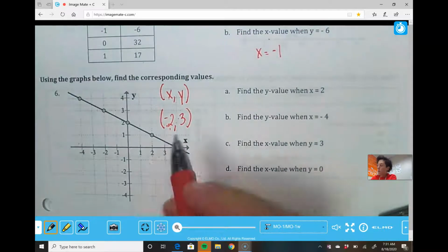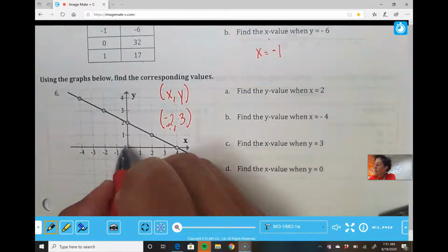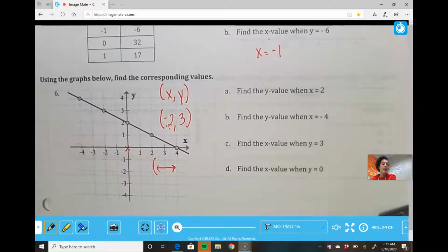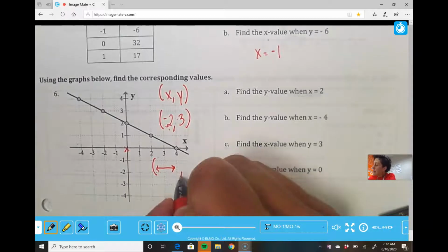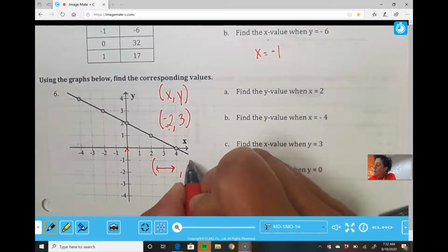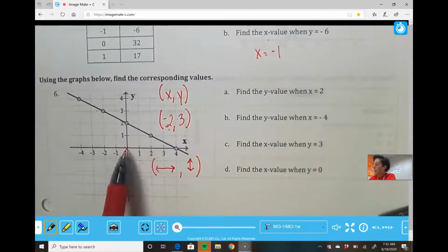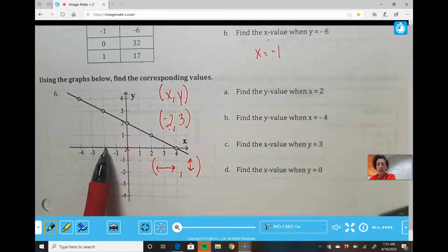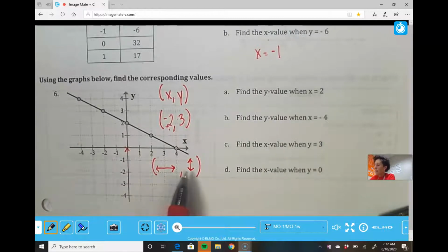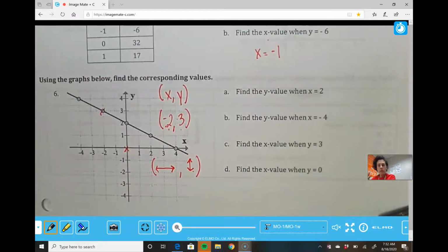Remember, the first number tells you to move left or right, and that's you starting at the origin, the center of your graph, where x is 0 and y is 0. And then the second number tells you to move up or down. So if I'm given negative 2 and 3, the first number tells me to go left or right. Since it's negative, I'll go left to negative 2. And once I go there, the second number tells me to go up or down. Since it's positive, I'll go up, and I end up right there. Okay, so just a little reminder.